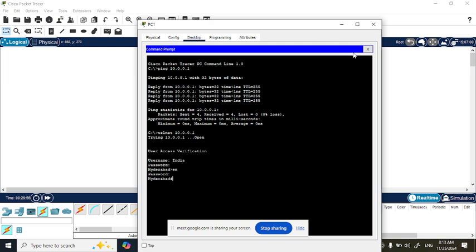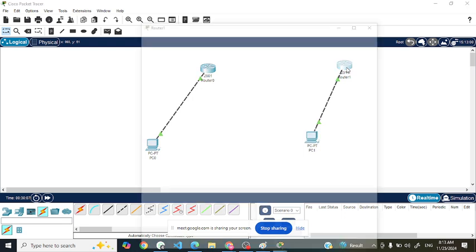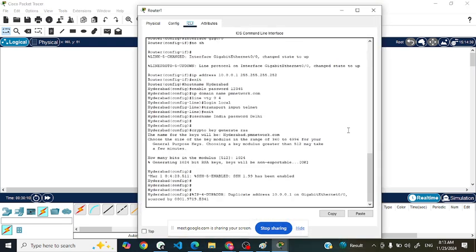Is it clear? Sorry sir, I didn't get it. You didn't get it? What didn't you get? Tell me. Actually, I am confused. Here I am giving the transport input telnet message, so only by telnet connection will I be able to access this router. This is a very important command. Transport input telnet.